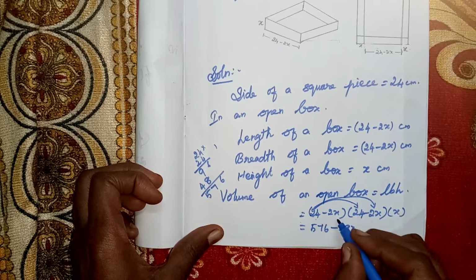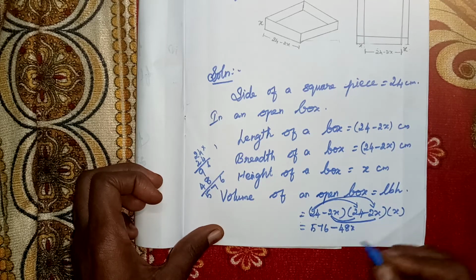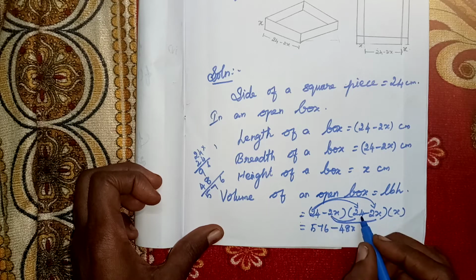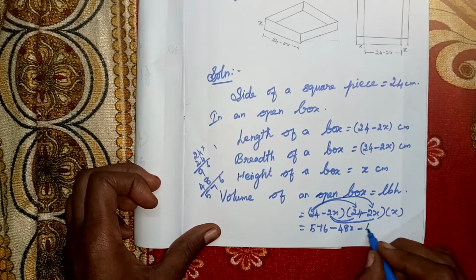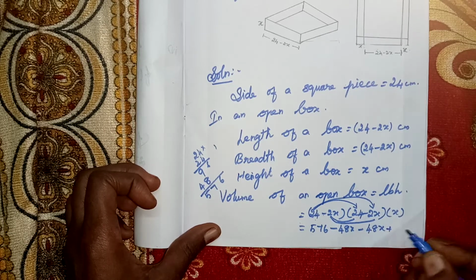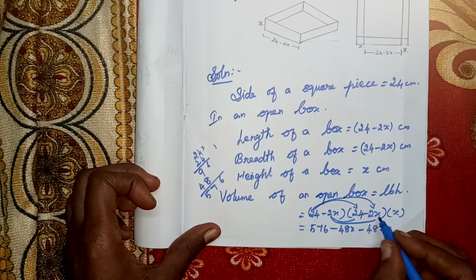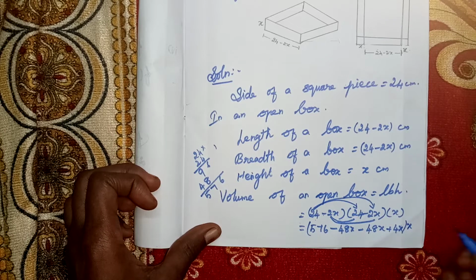24 into 2 is 48x. Next, with this minus 2x, these two terms also want to multiply. Minus into plus, minus. 24 into 2, 48x. Next, minus into minus, plus. Next, 2 2s are 4x into x.